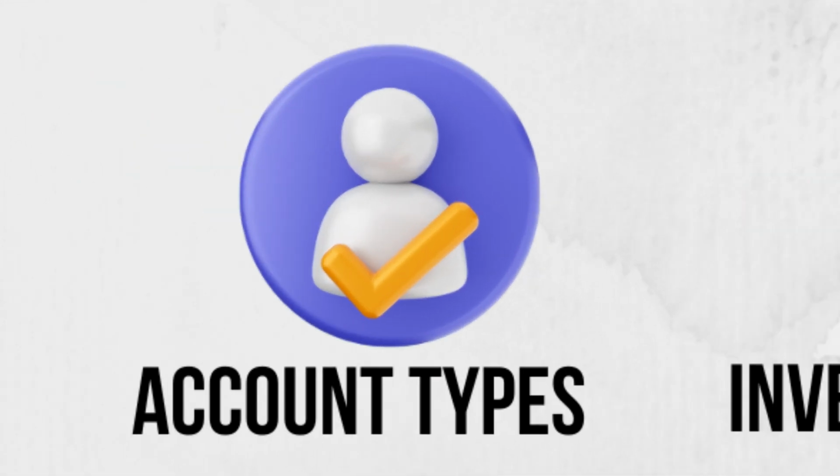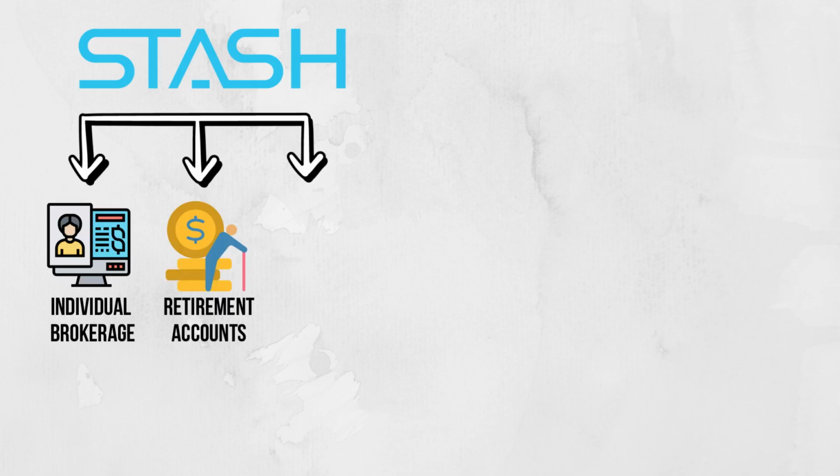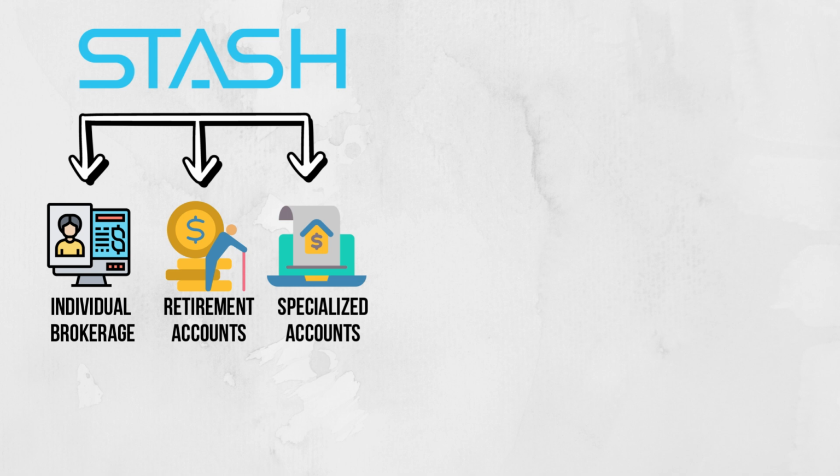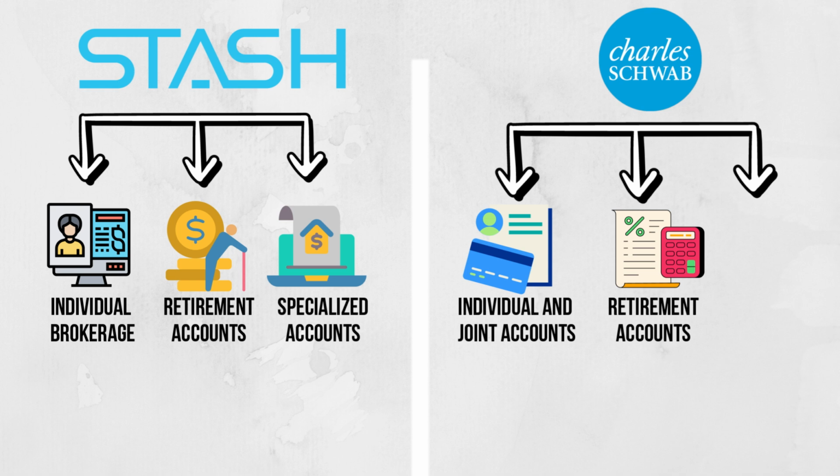Account types. Both Stash and Charles Schwab offer a variety of account types to meet different investment needs. Stash provides individual brokerage accounts, retirement accounts, and custodial accounts. Charles Schwab offers individual and joint brokerage accounts, retirement accounts, and specialized accounts.